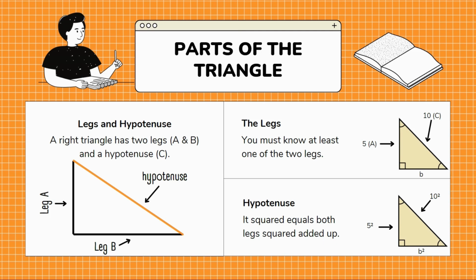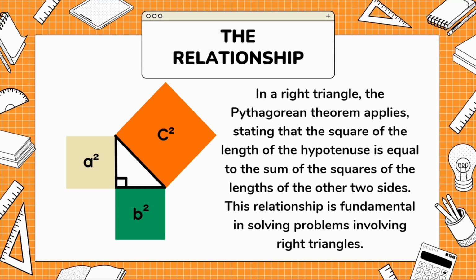But if you have all three of them, there's a special thing to do to find if it's a right triangle or not. And we'll cover that towards the end of the video. But right now, let's just focus on the Pythagorean theorem. So the hypotenuse squared equals both legs squared added up. Okay, so 5 squared plus b squared equals 10 squared in this scenario, because if you square a and b, you get c squared. So let me explain that to you.